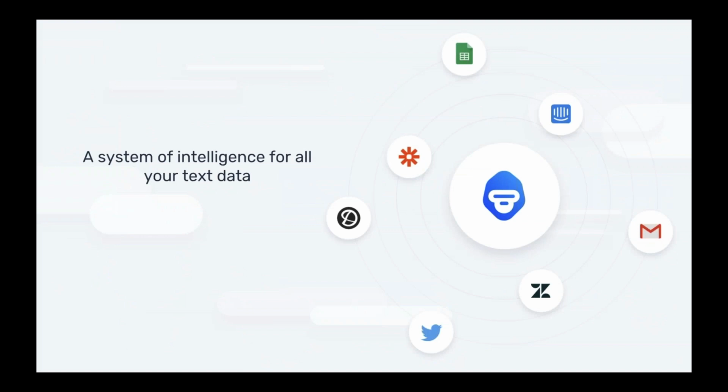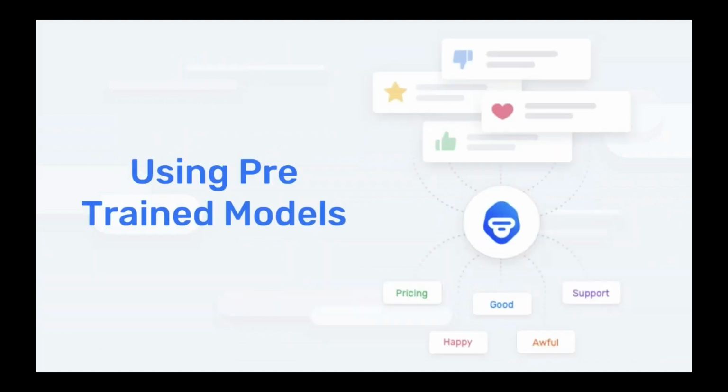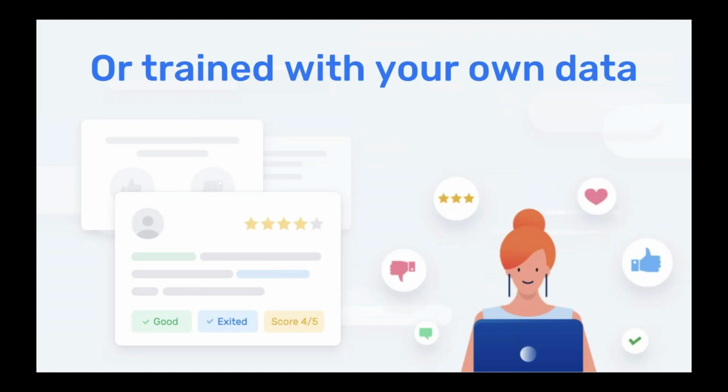The idea is that you have a horizontal product that will process all the text data that comes into your business, and using machine learning and natural language processing, we can structure that data so that it can actually provide some use to your business. So what you can do with MonkeyLearn is analyze text at scale, automate manual processes, and create products and features based on NLP, using pre-trained models. We have around 50 pre-trained models for sentiment analysis, topic categorization, news analysis, and so on. We're going to be seeing some of them today.